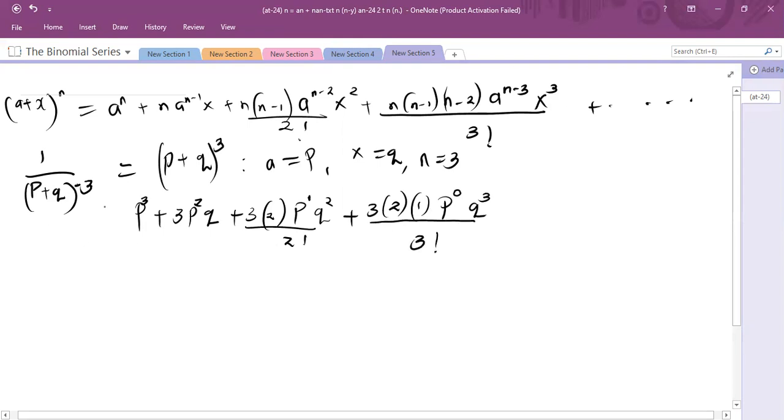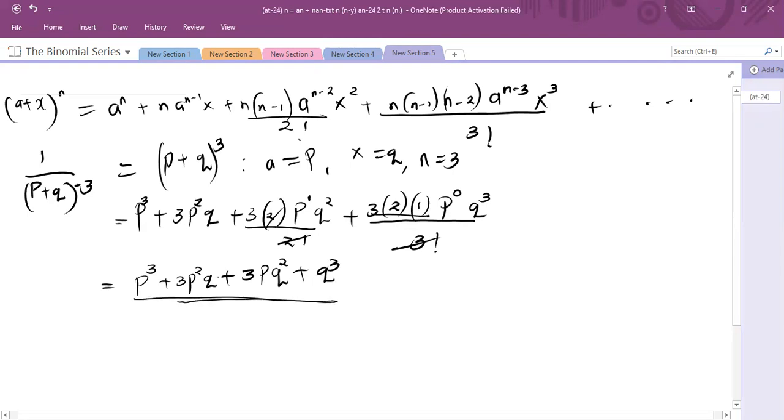Simplifying this, we have p cubed plus 3p squared q plus, 2 factorial is the same as 2, so this will cancel with this, and then we remain with 3p q squared plus, 3 factorial is the same as 3 times 2 times 1. So this will cancel with this. p raised to power 0 is the same as just 1. Any number raised to power 0 is 1. Then we have q cubed. So this right here is our answer.